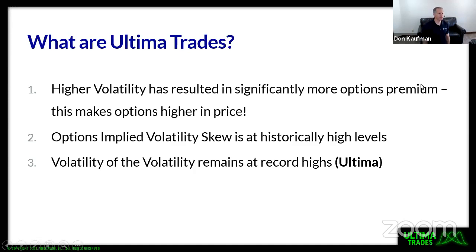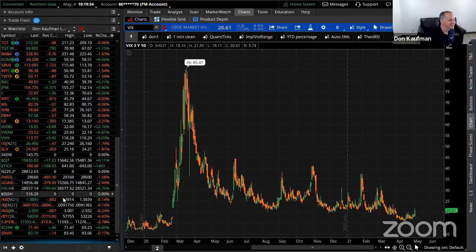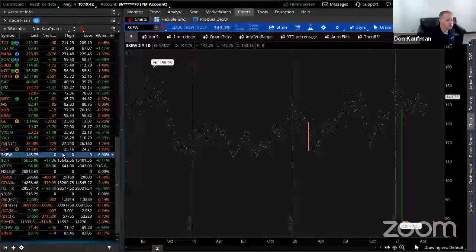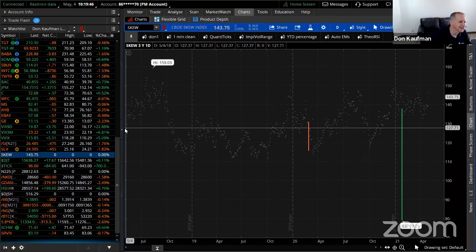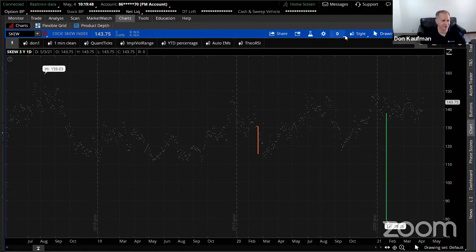So options implied volatility skew is at historic levels. And the volatility of the volatility remains at record highs, which is Ultima. So you're going to learn what Ultima is specifically. One of the things that people kind of miss in the marketplace right now that has just been rocking since the onset of COVID deals with a little known symbol called skew. Now, skew is only calculated once a day.